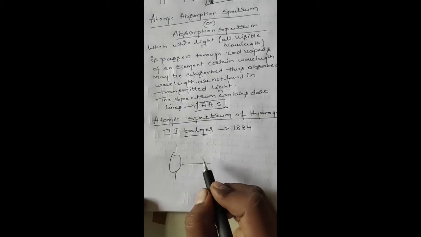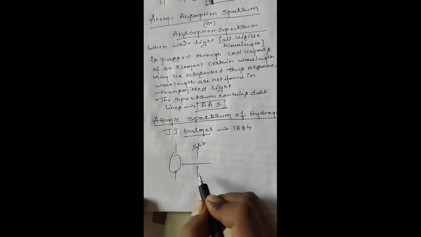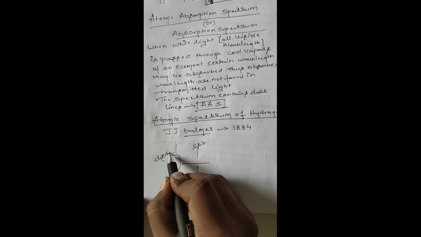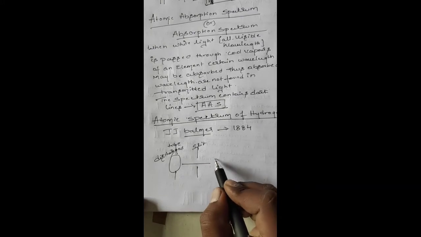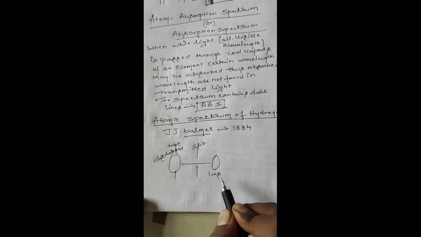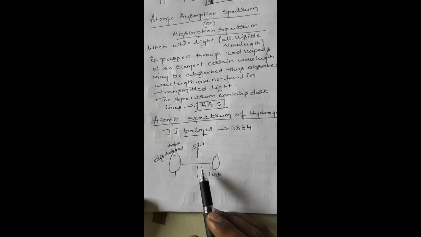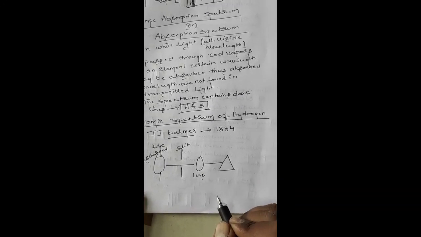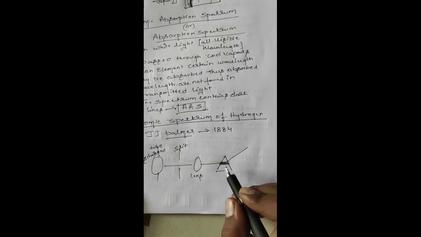In the discharge tube, the electrons move from the cathode to the anode. Two slits are applied here, and we keep a lens, which may be concave or convex. The slits are kept in the middle between the lens and the discharge tube. The light from the lens passes through the prism, and the prism deviates it to form four prominent colors.